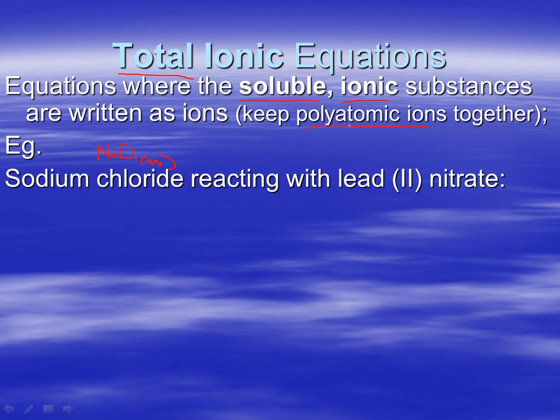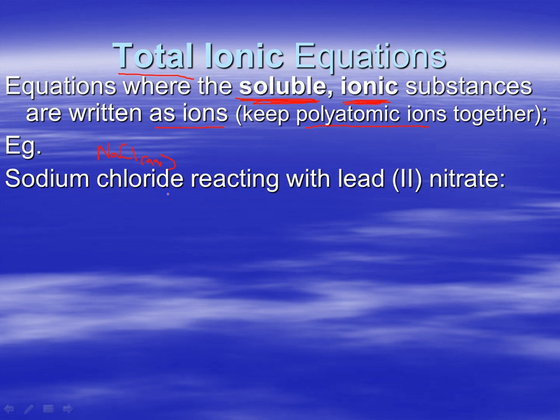Polyatomic ions are going to stay together, but the cation and the anion will be separated from each other if they are soluble and they are ionic. If they don't meet either one of those criteria, we're not going to break them up into ions. We would keep them together. So things that are molecular, like carbon dioxide, would not get broken up. Also, if it's not soluble, so let's say we had a solid in there, it would also not get broken up.